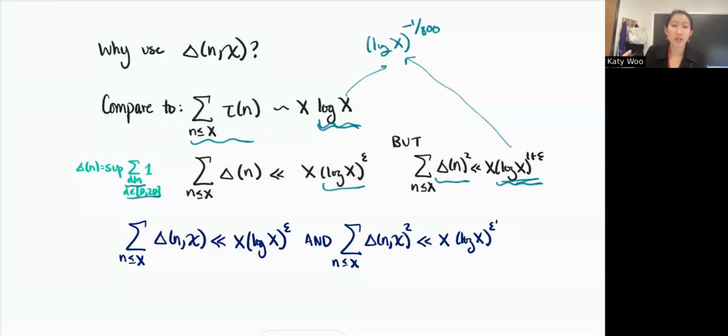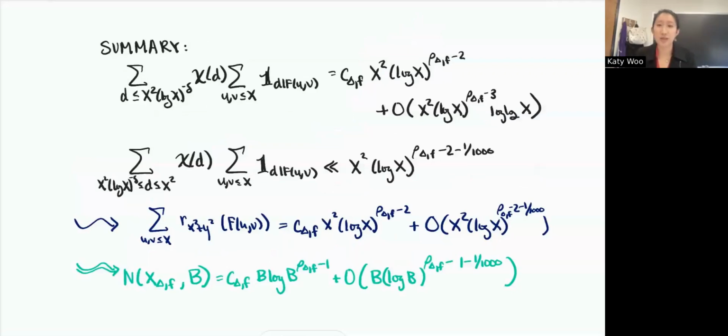So this is why it's very important to use the twisted Hooley delta function, where you're twisted by a non-trivial character chi, because both it and its square are going to be bounded by log x to the epsilon. So you'll still be able to retain your savings from the count of u and v, such that there exists a large divisor of f of uv.